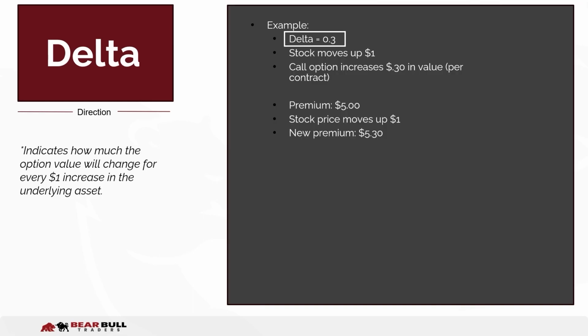Let's say that the delta is 0.3, and let's say that the stock moves up $1. In this instance, a call option will increase 30 cents in value per contract. That means if the premium is $5 and the stock price moves up $1, the new premium will now be $5.30.